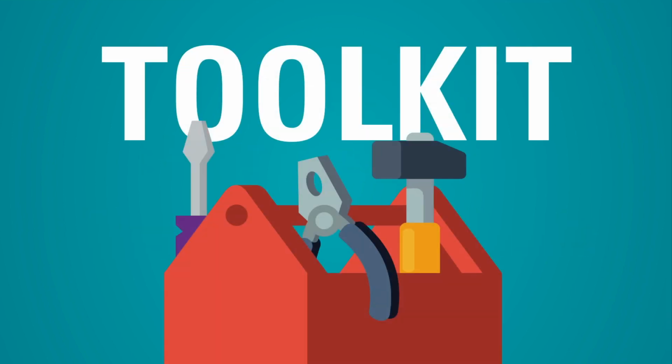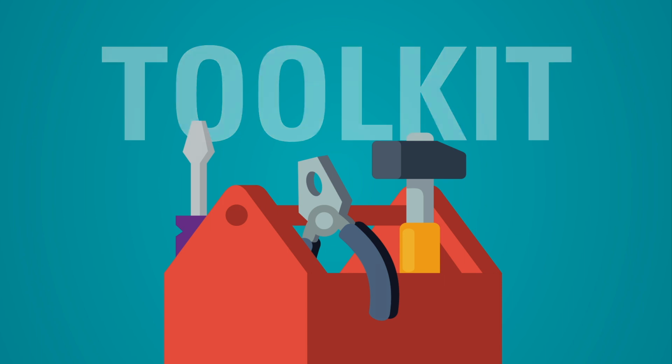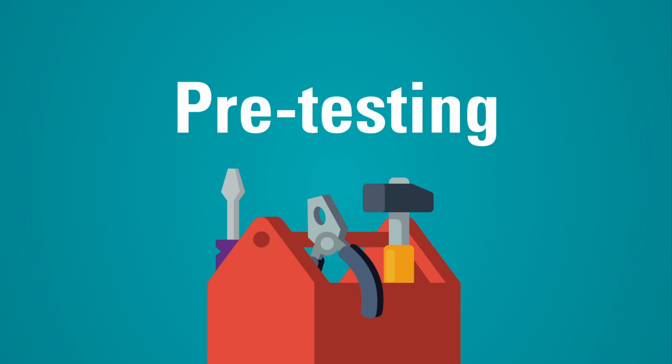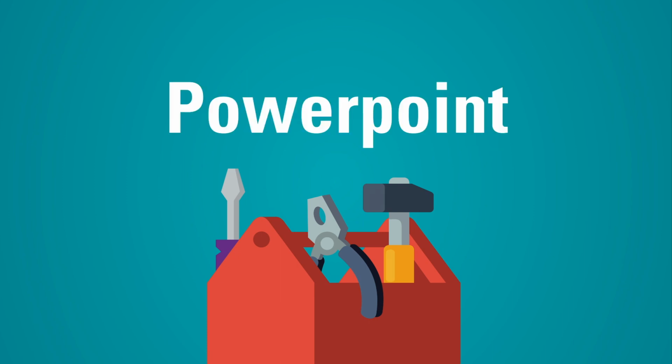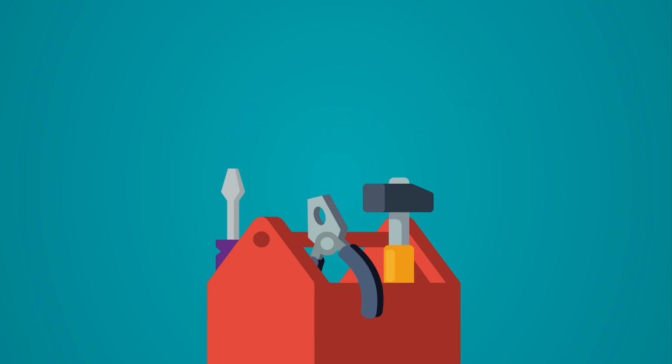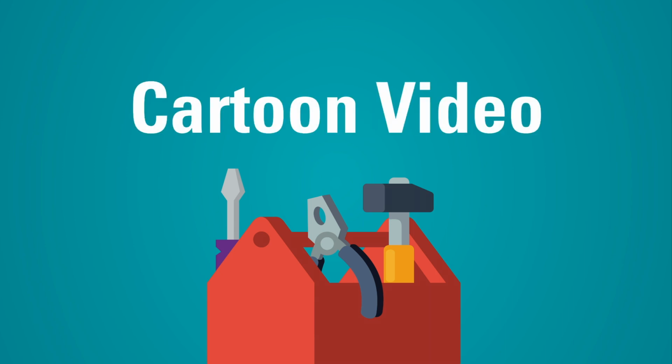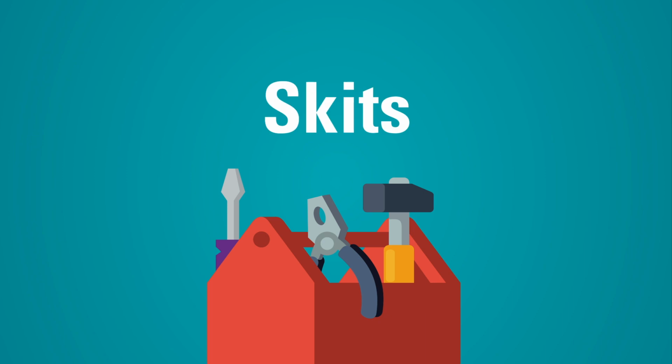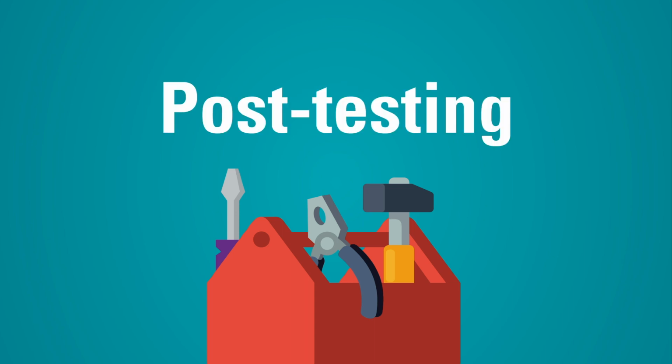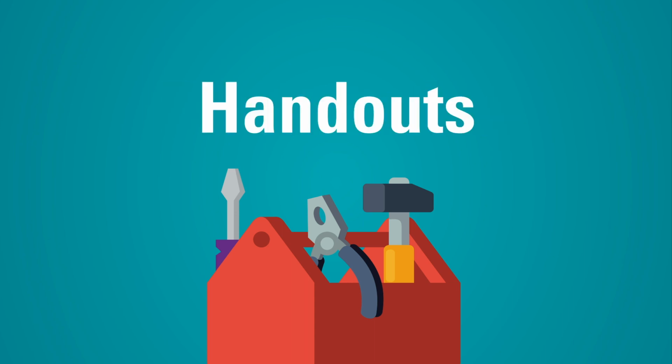Now that we've reviewed some basic information about strokes, let's see what's in our toolkit. Lesson plan. The lesson involves pre-testing of knowledge about stroke, an interactive PowerPoint presentation about the nervous system and strokes, a cartoon video teaching how to recognize a stroke, skits designed to role-play various scenarios in which someone is having a stroke and measures taken, post-testing, and goodies handouts.